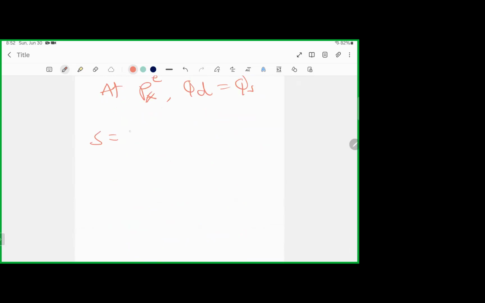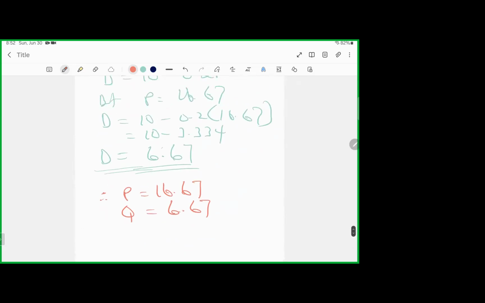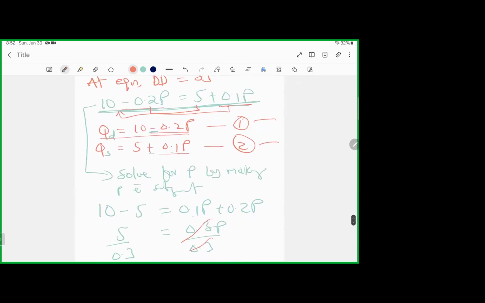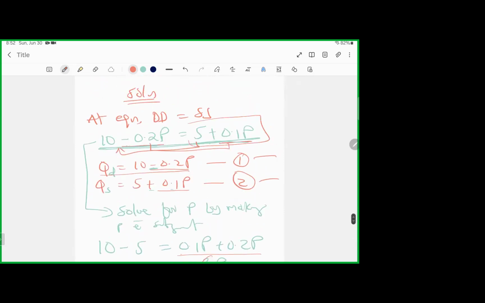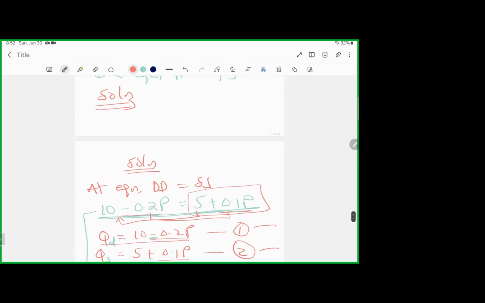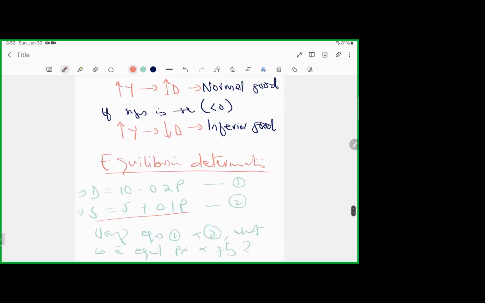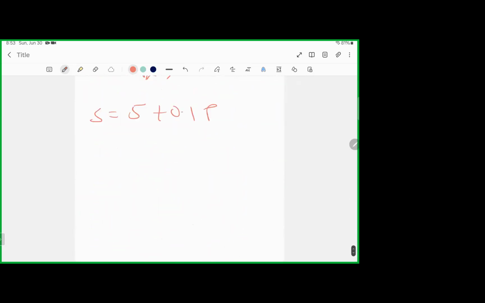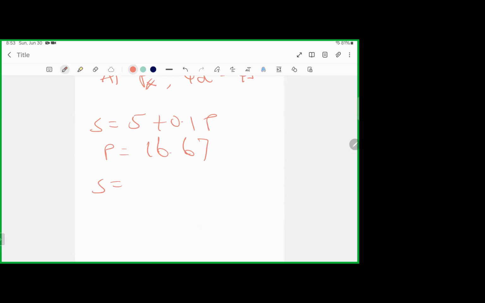So let's say the supply equation we had was 5 plus 0.1 P, if I remember correctly. Yes, so this was the supply equation, 5 plus 0.1 P, as you can see it here. And we know for sure that our P that we found was 16.67. So using the supply equation to determine the equilibrium quantity, we will have 5 plus 0.1 P, and P is what?